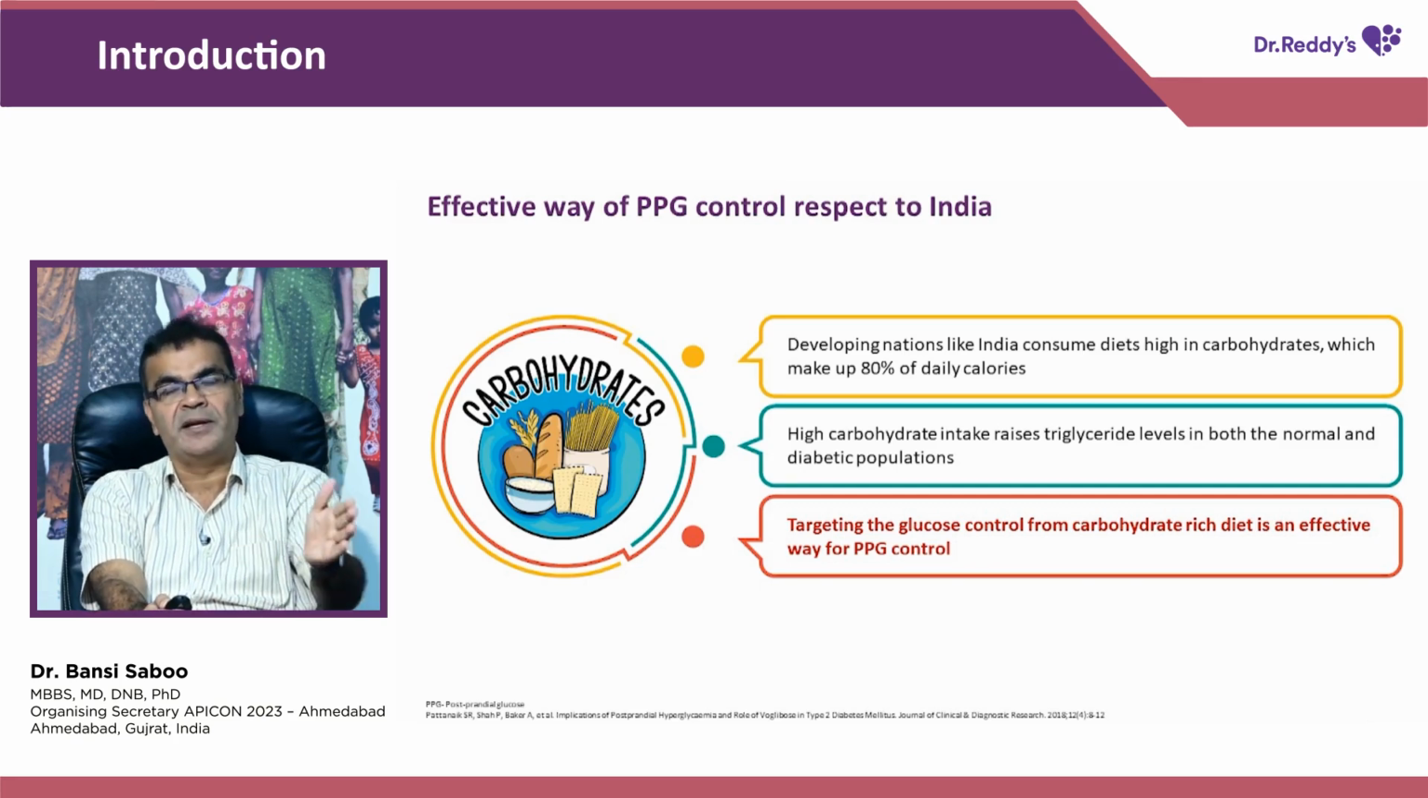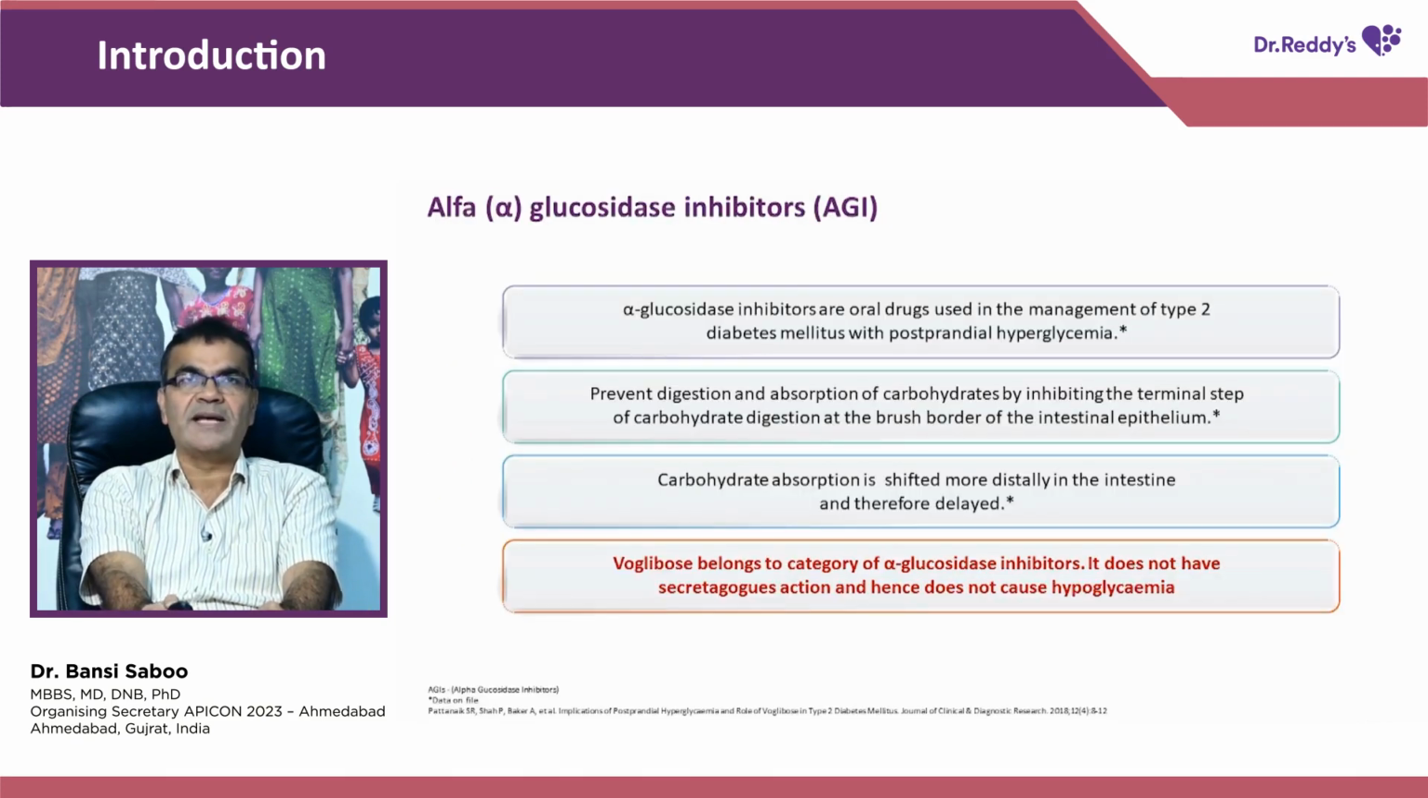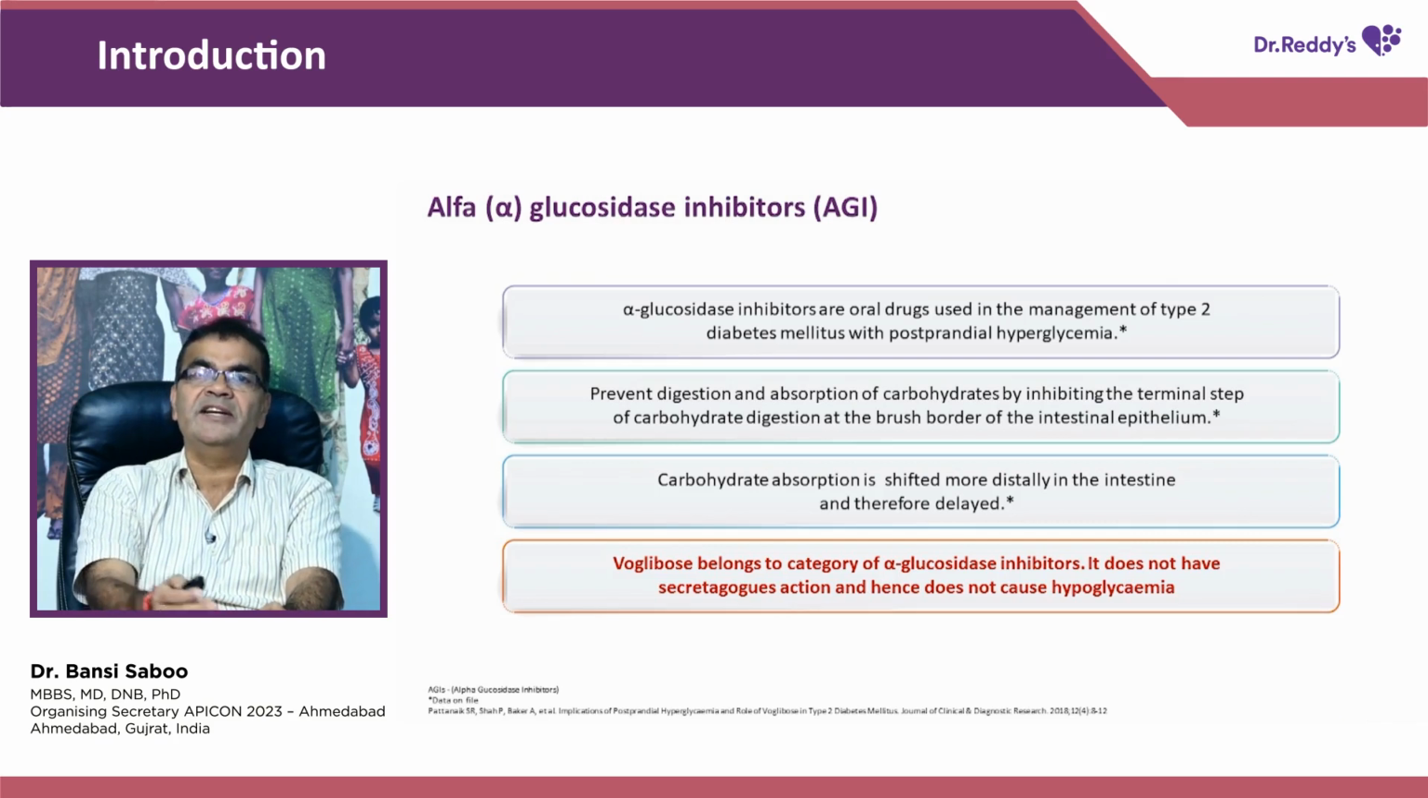So, depending on the condition after lifestyle modification, if someone's post-meal hyperglycemia is not getting controlled, then definitely we have to add some molecule, and particularly alpha glucosidase inhibitor is a choice of molecule for managing type 2 diabetes patients, particularly to control postprandial hyperglycemia. It prevents digestion and absorption of carbohydrates by inhibiting the terminal step of carbohydrate digestion at the brush border of the intestinal epithelium. Carbohydrate absorption is shifted more distally in the intestine, therefore it is a delayed absorption and this peak can be significantly decreased.